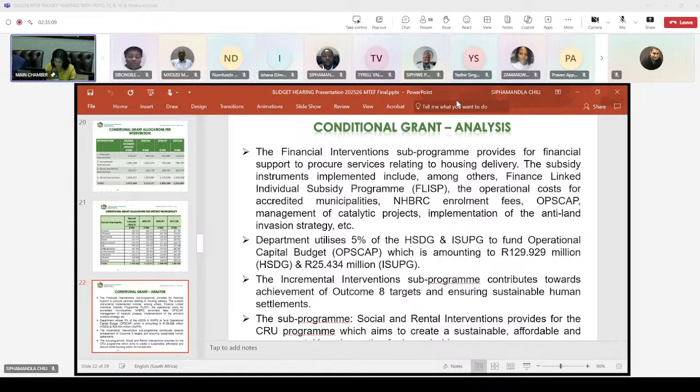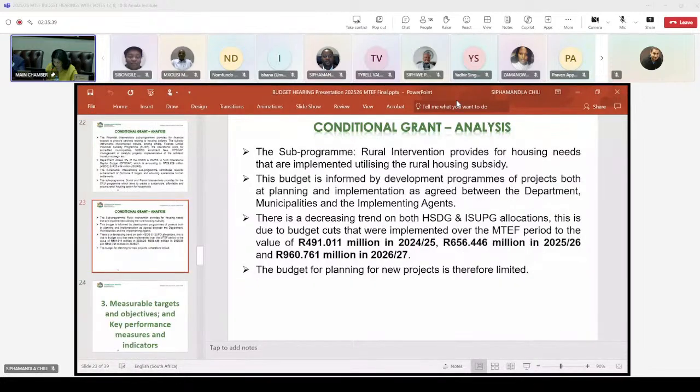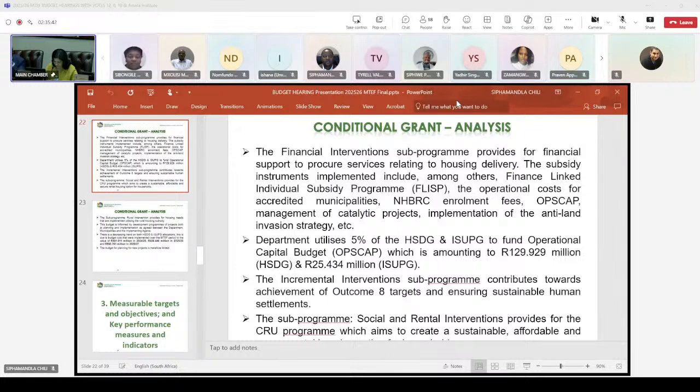The Incremental Intervention Sub-Program contributes to the achievement of the Outcome 8 targets and ensures sustainable human settlements delivery. The sub-program Social and Rental Interventions provides for the Community Residential Program, which aims to create sustainable, affordable, and secure rental housing options for households. The sub-program Rental Interventions deals with the subsidy instrument for rural housing. I just want to confirm that the budget is informed by development programs of the projects, both at planning and implementation stage, as agreed between the department, municipalities, and the implementing agents.